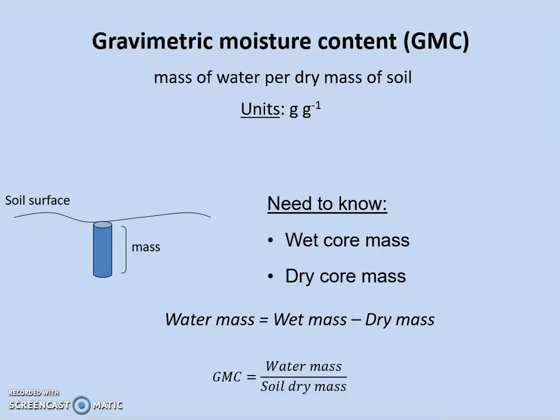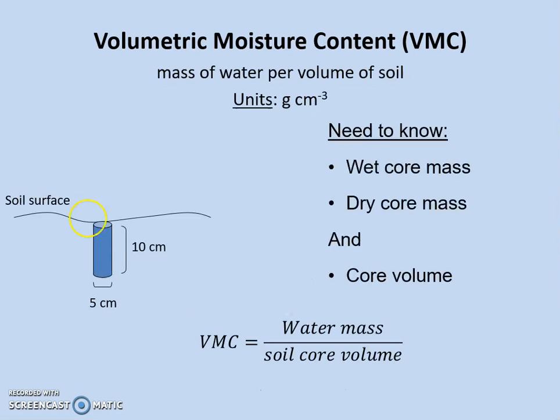Gravimetric moisture content is the mass of water in the soil divided by the dry mass of soil. To measure the mass of water in soil, subtract the dry mass from the wet mass. Gravimetric moisture content is then simply the mass of water over the soil dry weight.